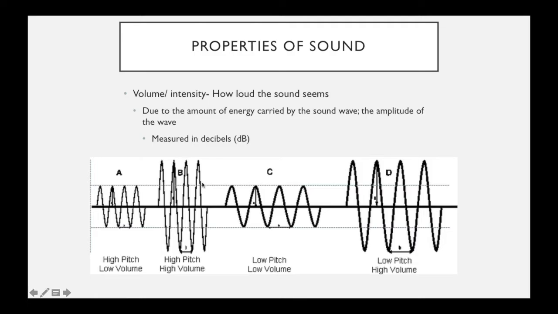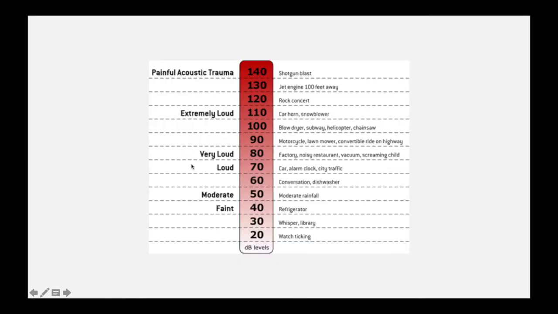Volume is measured in decibels. That's the unit of volume. It's a little bit complicated, but the decibel scale is what is known as a logarithmic scale. I'm not going to get into that really a whole lot. Basically, what you need to know is that an increase of 10 on the decibel scale would be 10 times as loud.